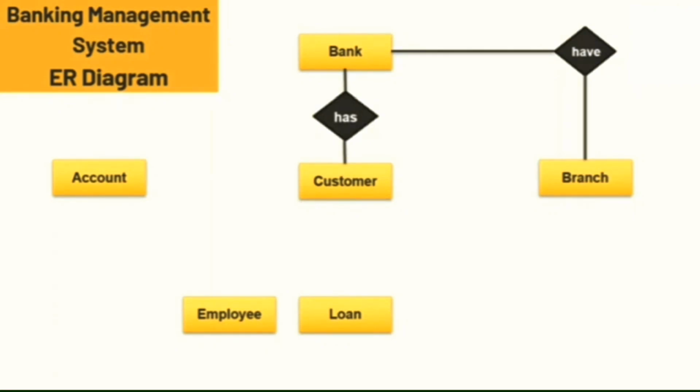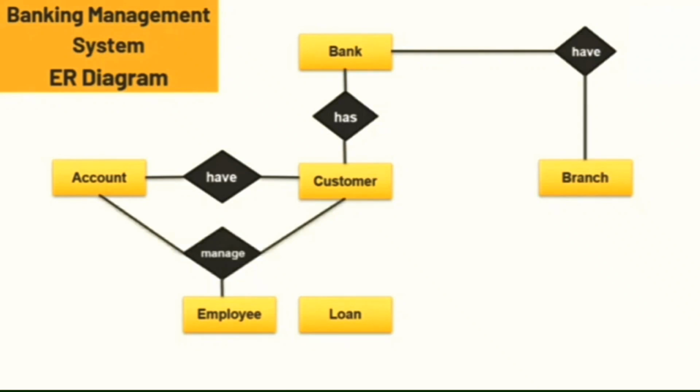Now next let's see the relationship between customer and account. So customer can have one or more accounts, so I am adding a have relation between customer and account. And employee manages accounts as well as customers, so I am adding a manage relation between employee, customer and account. Next let's see the relationship between customer and loan. So customer can avail loans, so I am adding an avail relationship between customer and loan.